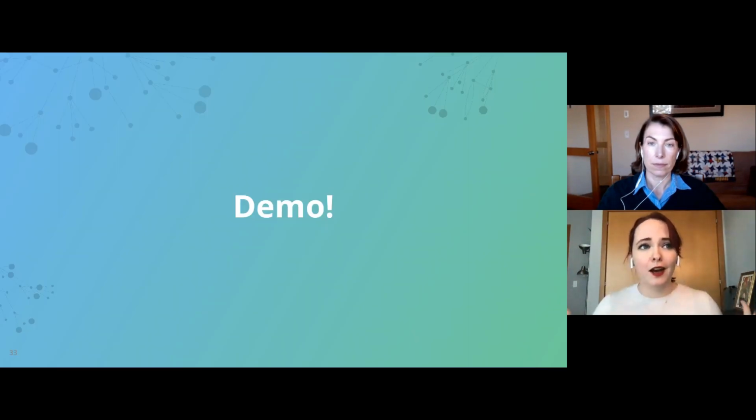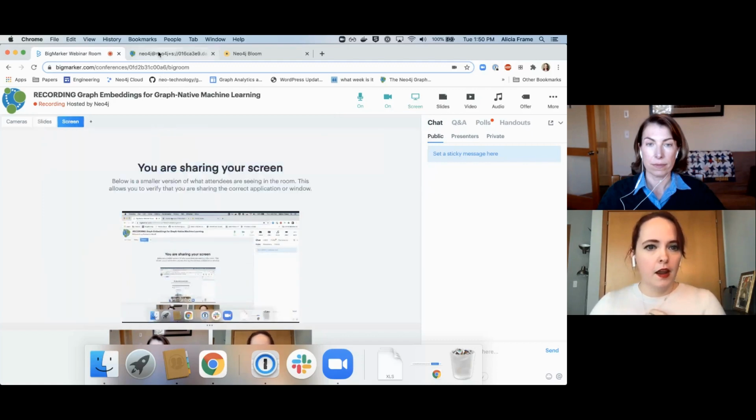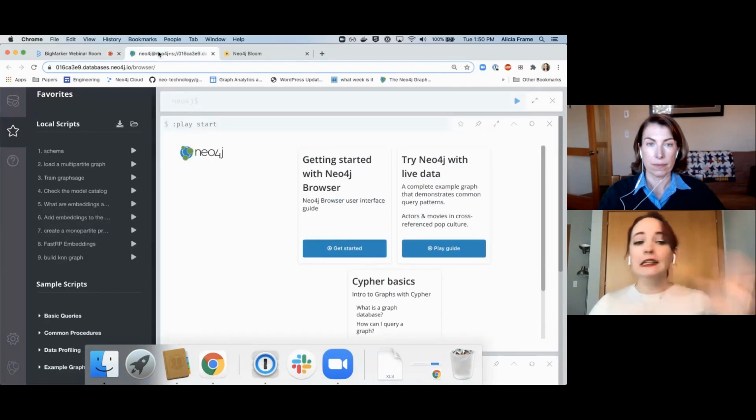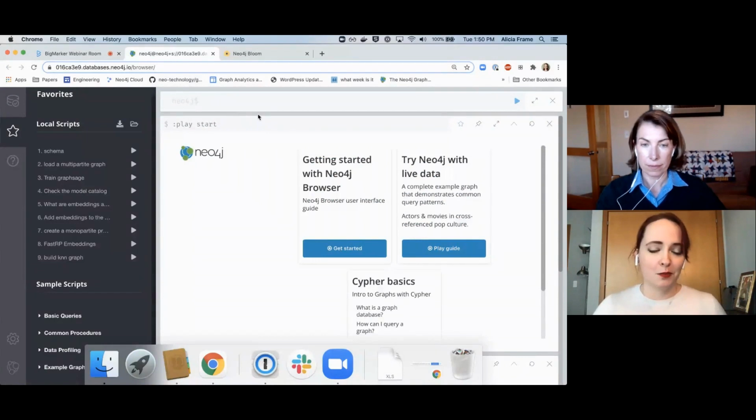And so with that, hopefully that gave you some kind of foundations for what I'm talking about. And now I'm going to switch over to do a quick demo to walk you through what this looks like in practice. So let me share my screen. And hopefully you all can now see, I've got Neo4j browser pulled up.